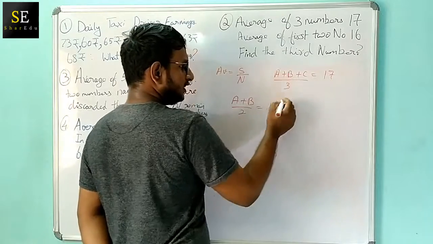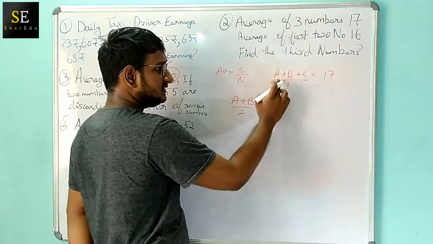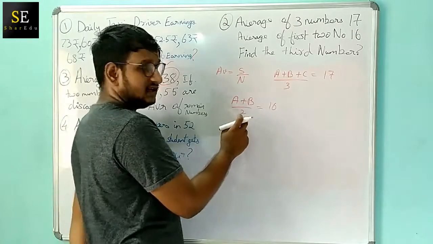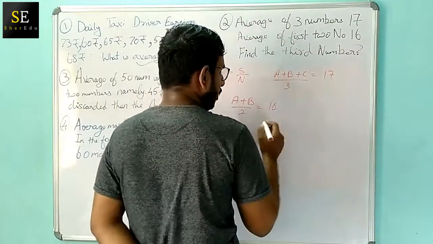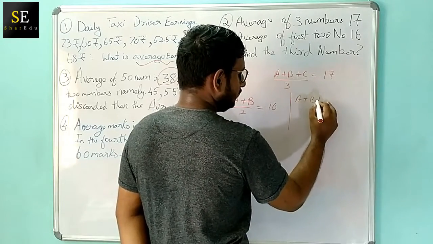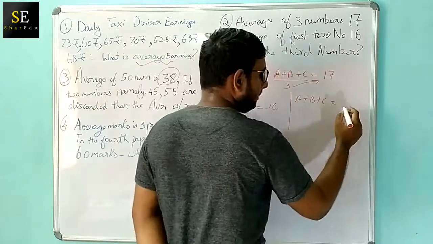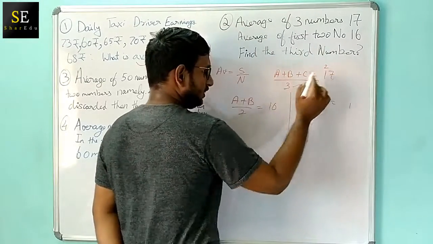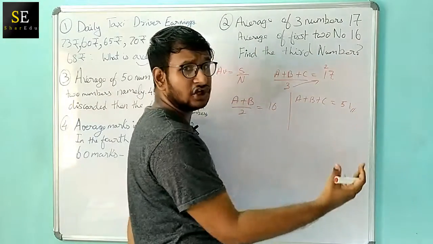So why am I putting 3 over here? Because the number of elements in this set is 3: 1, 2 and 3. Here the number of elements in this set, A plus B, is only 2, so I am putting 2 over here. So what will be the sum of A plus B plus C? I have to multiply by 3. So 3 sevens are 21, and 3 ones are 3 plus 2 is 5, so 51. So A plus B plus C is equal to 51.